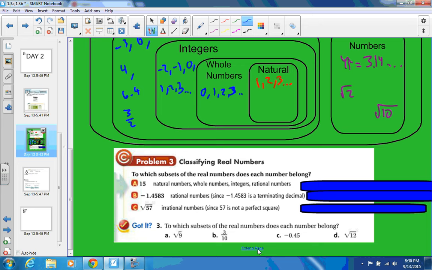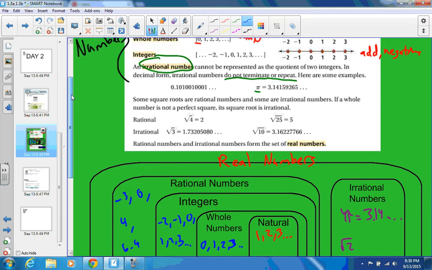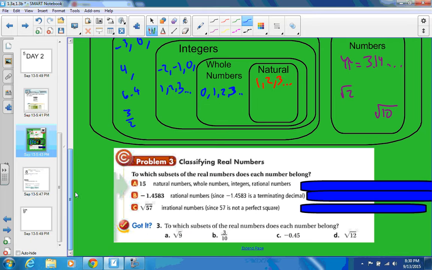Okay. So why don't you try some of these on your own? Hopefully you wrote this box down or the definitions down. That's what I expect from you. I'd like you to use that and to try to answer these questions here, A, B, C, and D. What do they belong to? You can pause it and go.